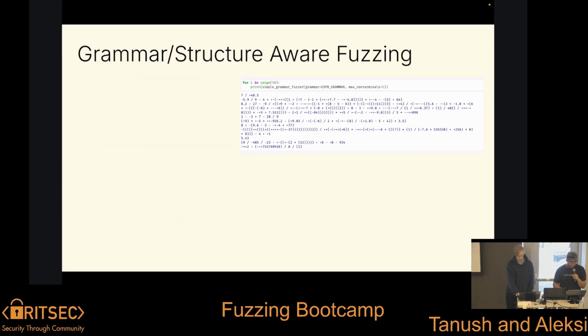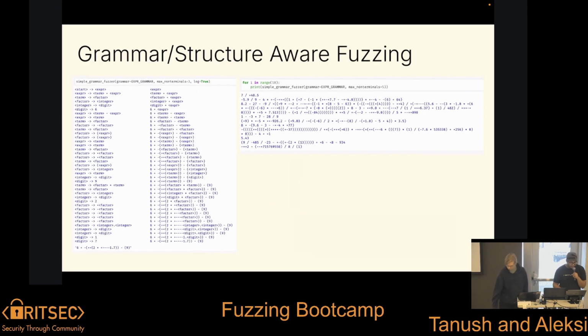Grammar and structure aware fuzzing. Let's talk about grammars for a second, because some people might not fully understand how grammars work. The idea with a grammar is you're abstractly defining what something can expand to. You have your start, and that points to an expression. What is an expression in math? It's a term plus another possible expression. Okay, we already defined what an expression is: a term plus an expression. What is a term? A term can be a factor. A factor can be an integer, which can be a digit, and you have, say, 6 digits.